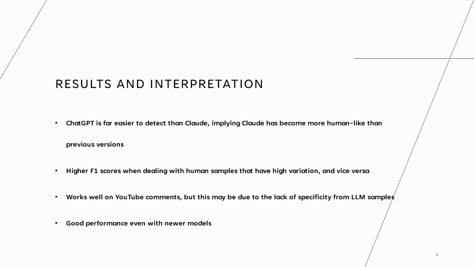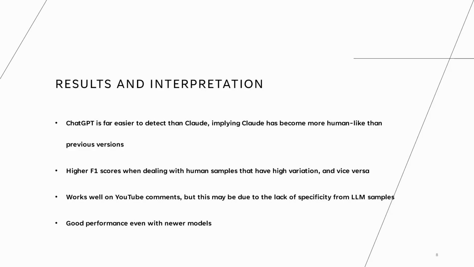Higher F1 scores occurred when we were dealing with human samples which had high variation, such as YouTube comments and Amazon reviews. And we also saw lower F1 scores when dealing with human samples which have a set structure, for example, IMDb movie overviews, which resulted in the lowest F1 score.